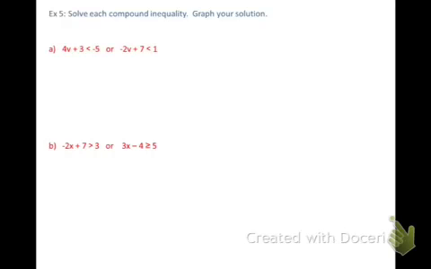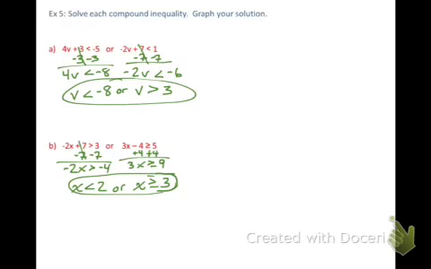Alright, I want you to solve each one of these by yourself. A and B, do not graph yet. Just solve for the variable, and let's check and see if you did it correctly. Alright, I didn't show every step. You have to show every step. That's very important for us to see where you went wrong if you didn't.